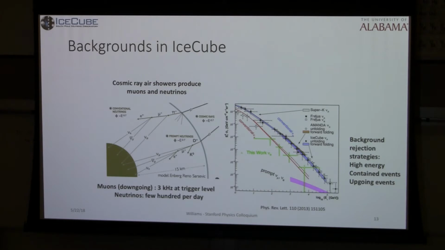And therefore, we have this background of atmospheric neutrinos, and we see a few hundred of those per day. And so they are definitely neutrinos. Anything upgoing is a neutrino, but they are atmospheric rather than astrophysical. And this just shows the spectrum of the atmospheric neutrinos.